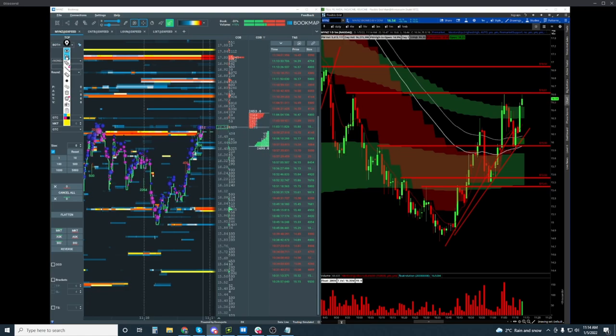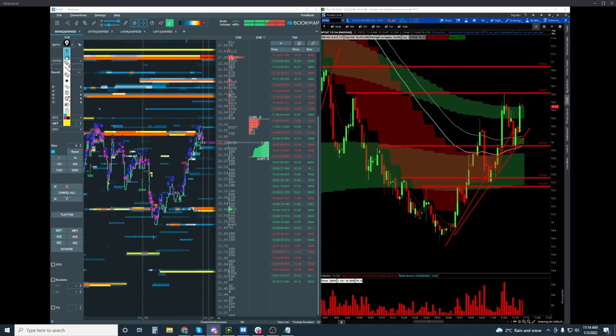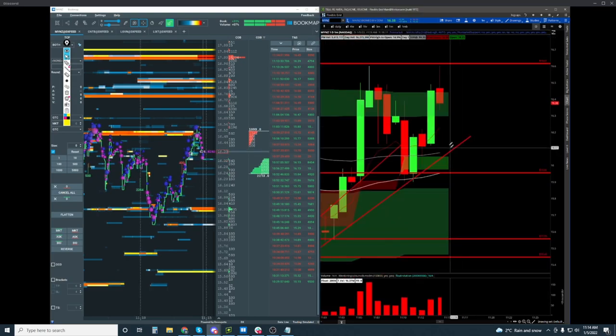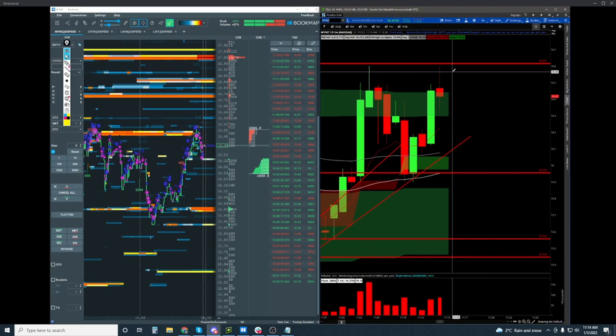$16.50, right to the previous relative high. Double top, $16.60. Double top. I'm not in right now, waiting. Sidelines.